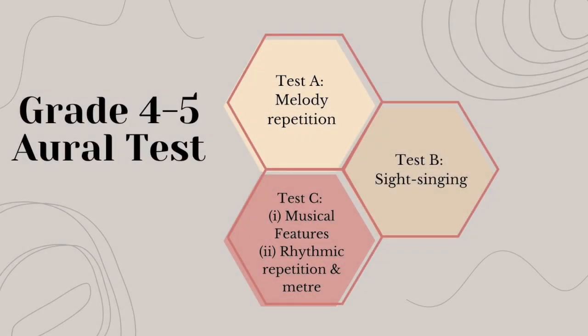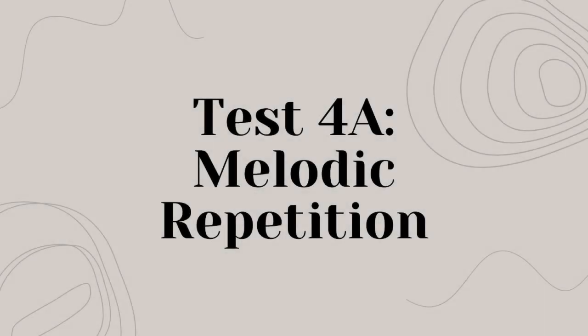A grade 4 and 5 oral test contains 3 sections. Test A on melody repetition, Test B on sight singing, and Test C on musical features and rhythmic repetition and meter. Let's start with Test 4A, melodic repetition.